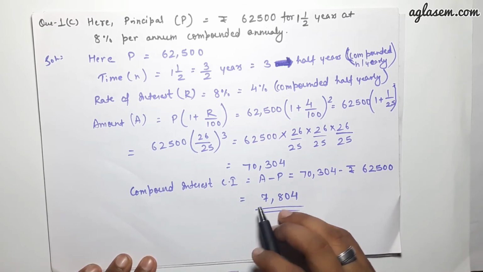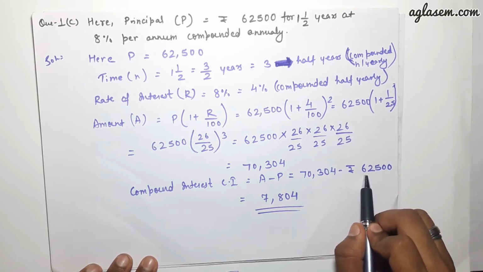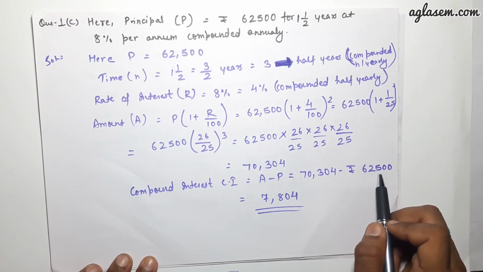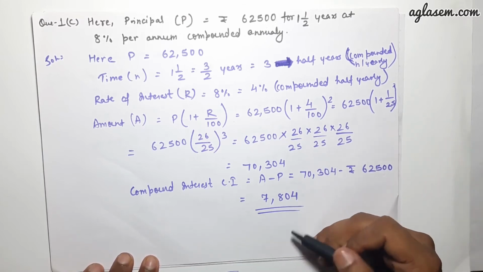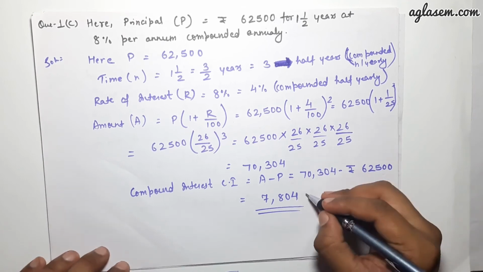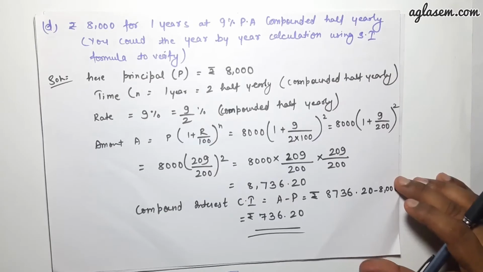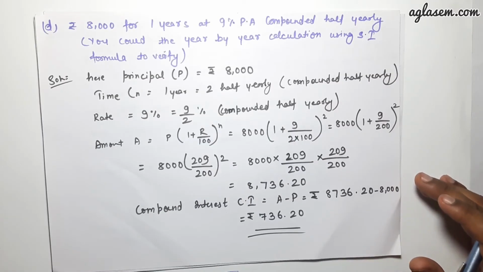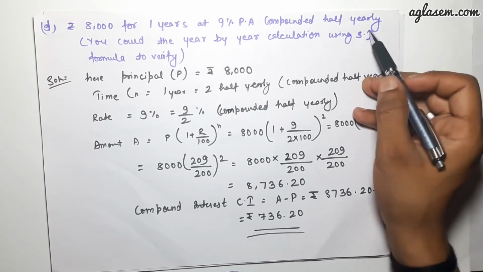So the compound interest is equal to A minus P. So A is 70,304 minus 62,500. After solving this, we get the answer, that is 7,804 rupees. So now let's come to the next part, that is part D. So here rupees 8,000 for 1 year at 9% per annum compounded half yearly.